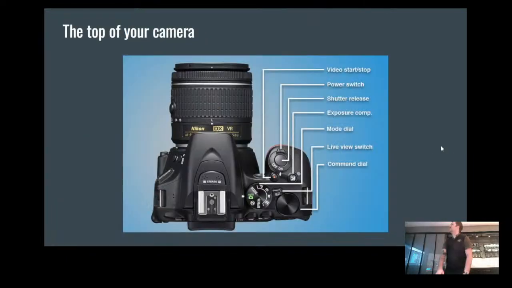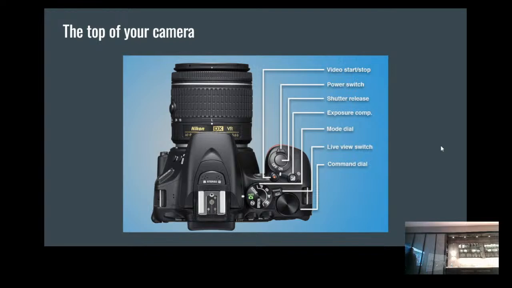So starting at the top of your camera, we'll go through each of the buttons. I'm going to skip the first one and go right to the power switch. The power switch is usually located somewhere on the right-hand side grip of your camera. That switch is going to be your ability to turn the camera on and off. From there, in the center of that button is typically your shutter release.